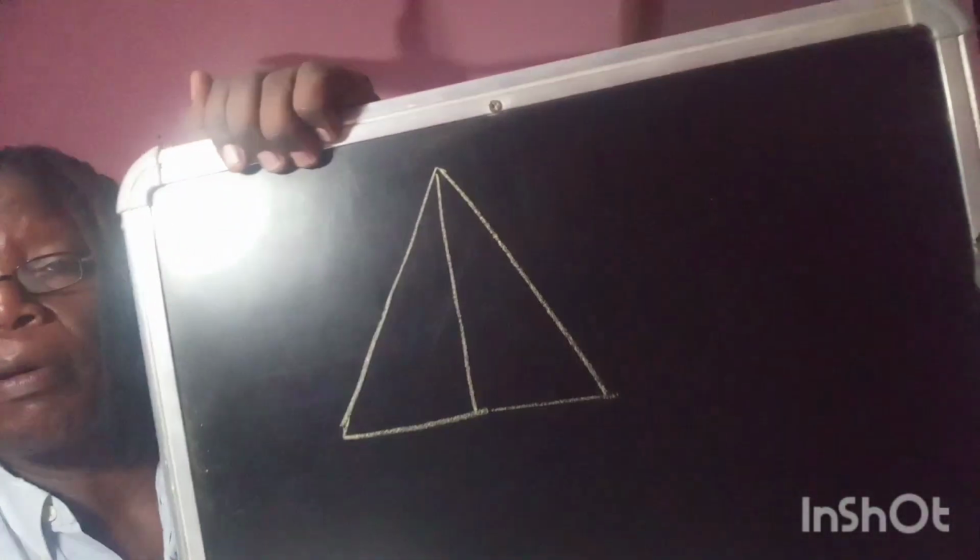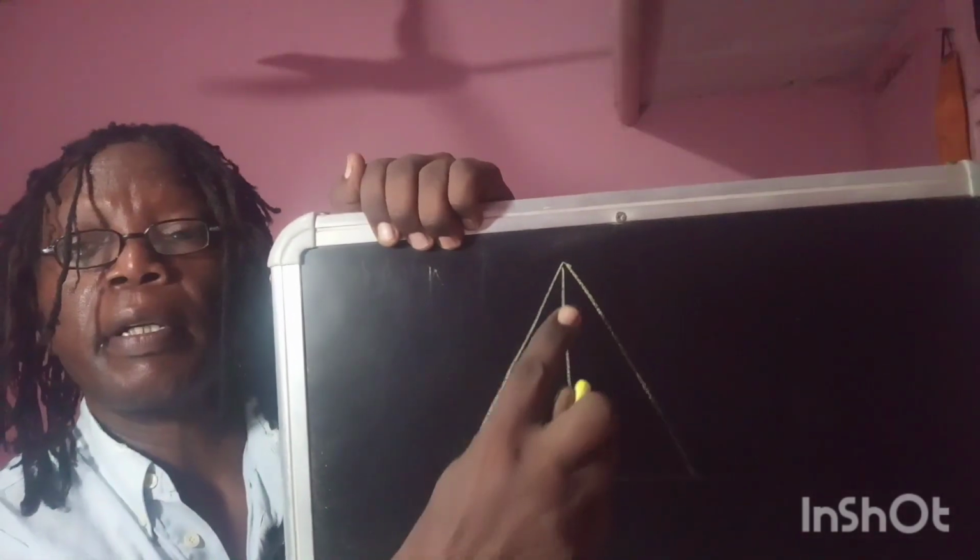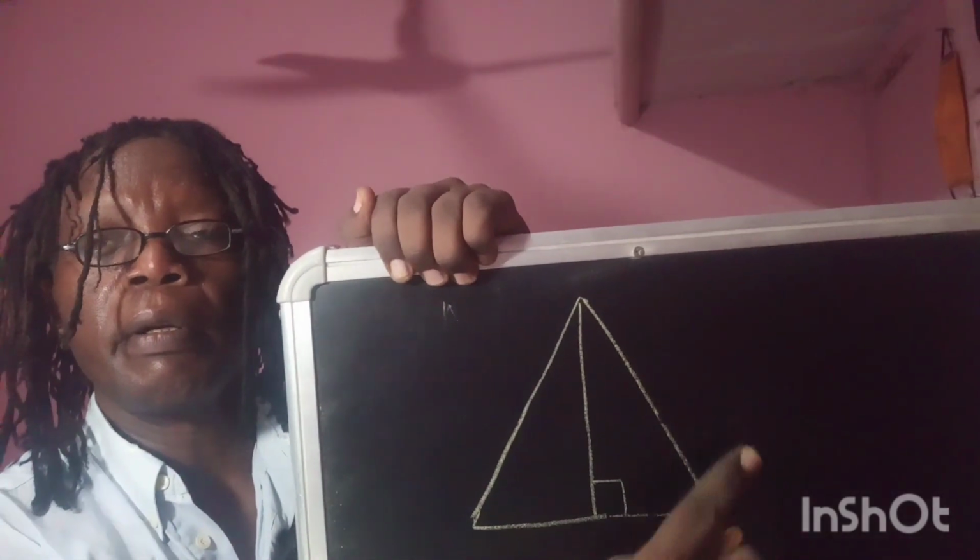Now let's take a practical example. Guys, I have to keep pulling this thing up. So let's take a practical example. I've drawn this triangle here. You can see that this is 90 degrees. It forms 90 degrees there. That one. Okay.